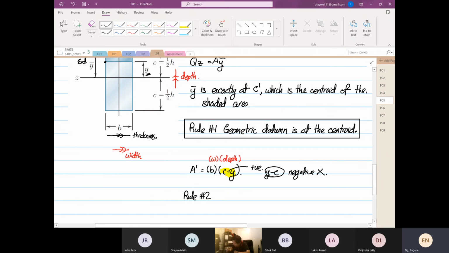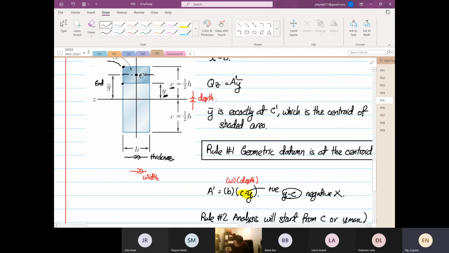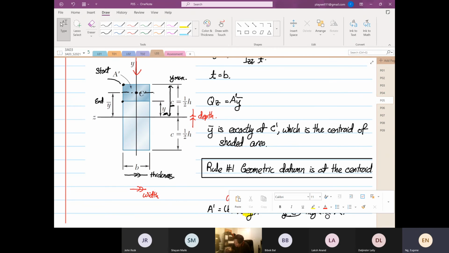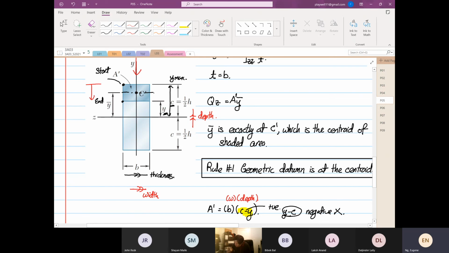Rule number 2: the analysis will start from c or y max. So c refers to this, and y max refers to the distance from here to here. This is our y max. So the analysis direction, this is our analysis direction.